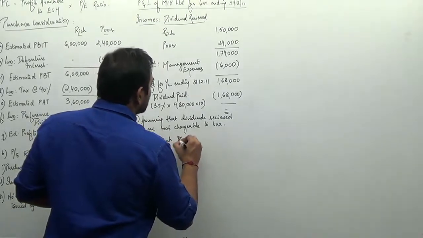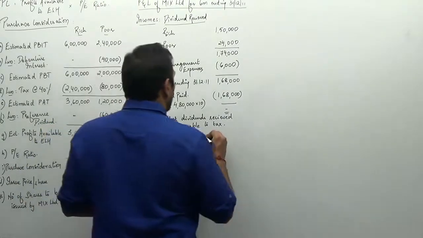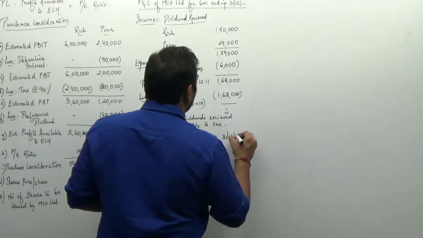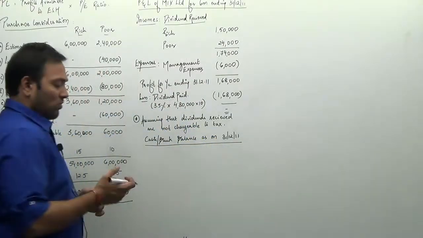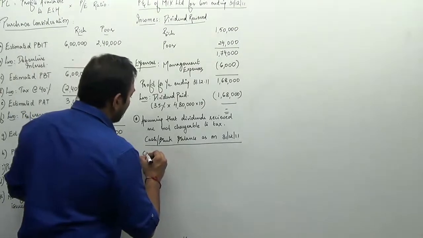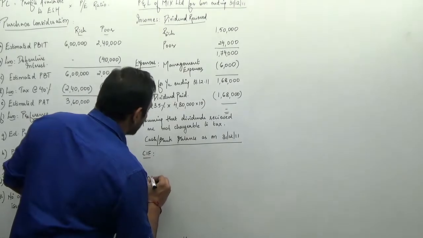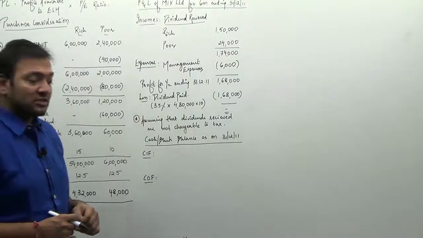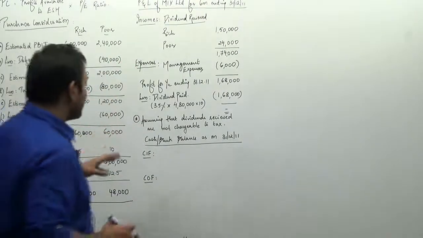Cash or bank balance as on 31st December 2011. We need to consider cash inflows as well as cash outflows. Think from inflows perspective first. What could be my inflow? Inflow is only the dividend income received.